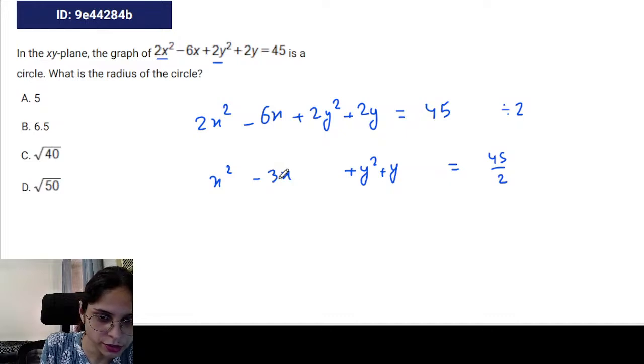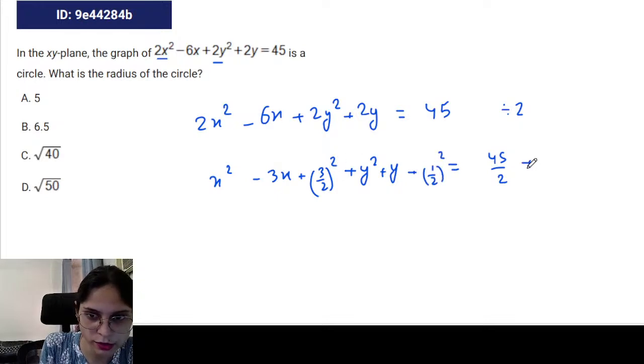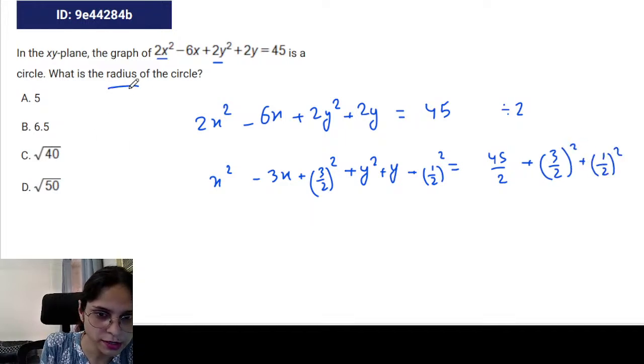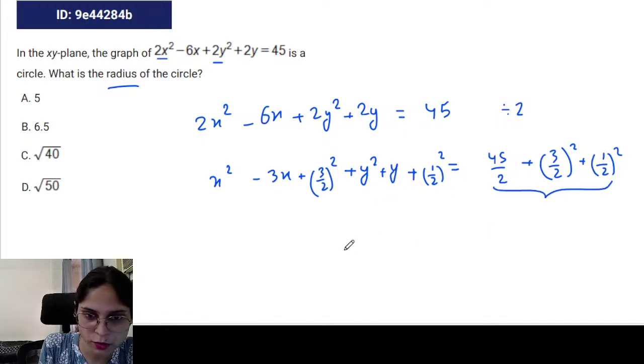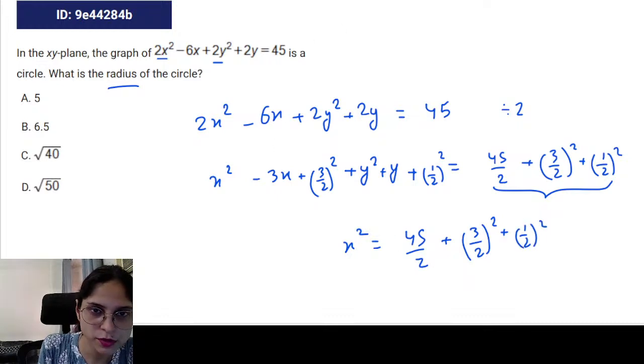Now the coefficient of x is 3, so you will be adding 3 over 2 whole squared. It's 1, you will be adding 1 over 2 whole squared. Do the same thing over here. 3 over 2 whole squared, half squared. They want the radius. Don't worry about this. This is going to be radius squared. So you can just write x squared equals 45 over 2 plus 3 half squared plus 1 half squared. Go to Desmos, you will get your answer.